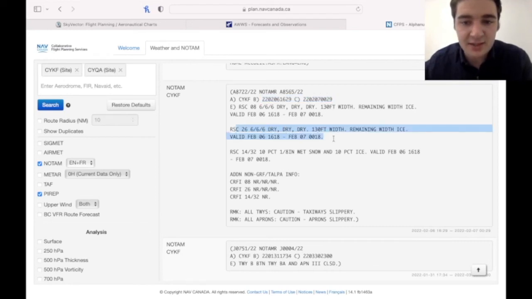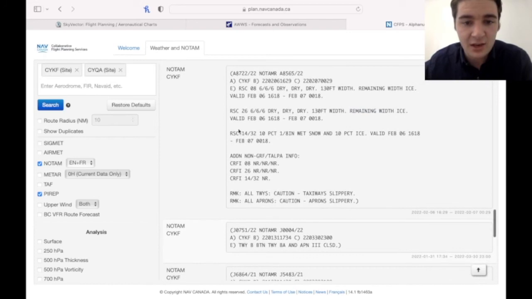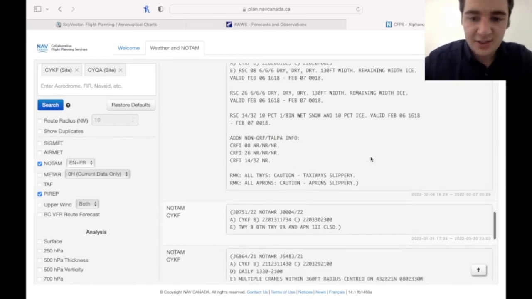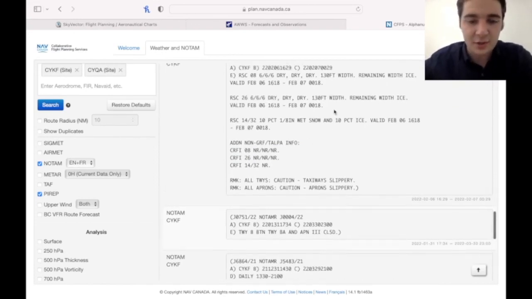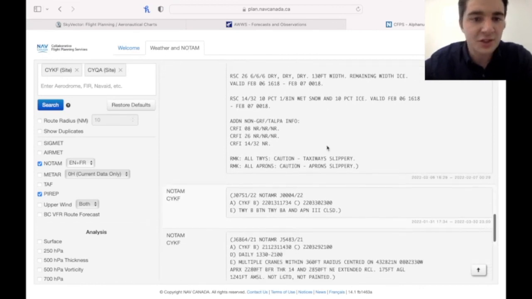Runway 26, the exact same. Runway 1432 is 10% 1/8 inch wet snow, 10% ice, and that is valid through all of today. And then additional, the runway friction index are not required because it's a high value. Caution, taxiway slippery, apron slippery. So the runways, they're in good shape.